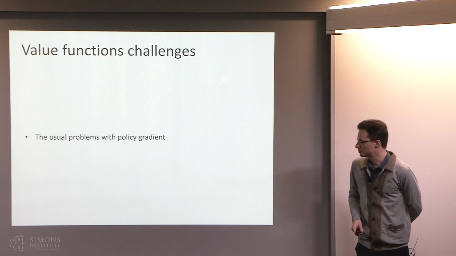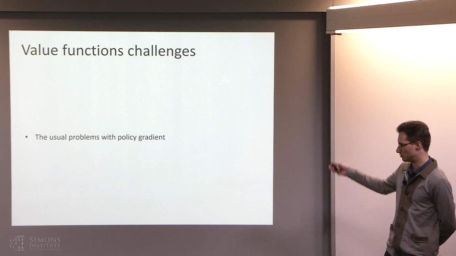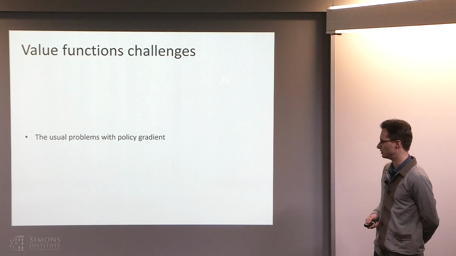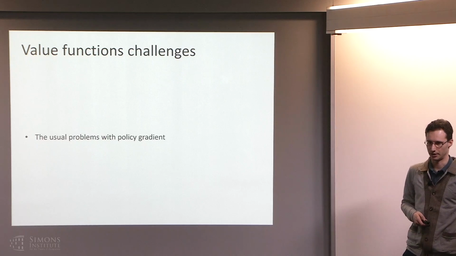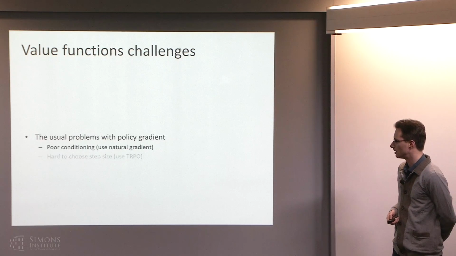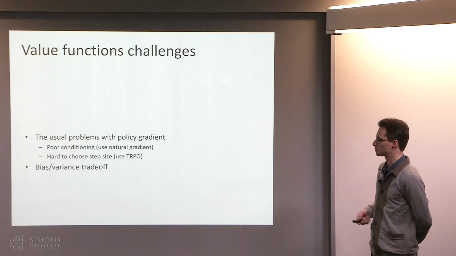Now, there are some challenges with using value functions and actor-critic methods as well. Many of them are the usual problems with policy gradients, so we'll inherit many of those, although our variance will typically be lower because we're directly trying to estimate this expectation. It's still hard to choose a step size, etc. We have to make this bias-variance trade-off.